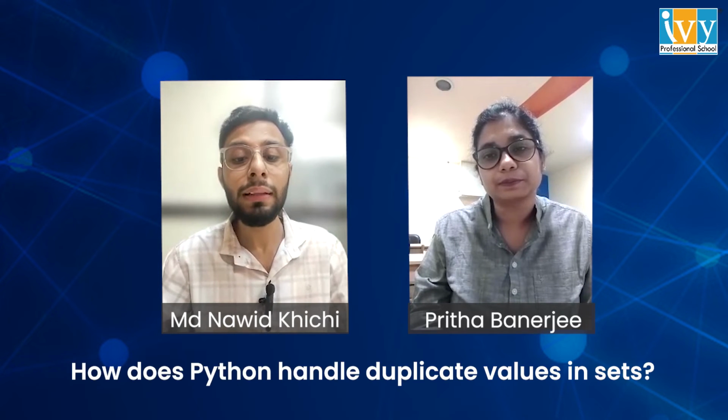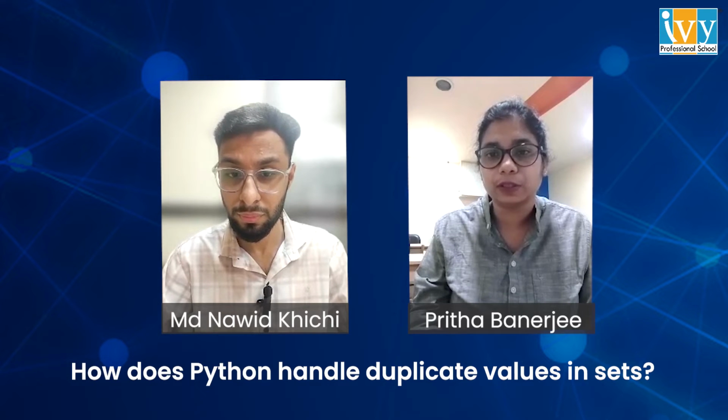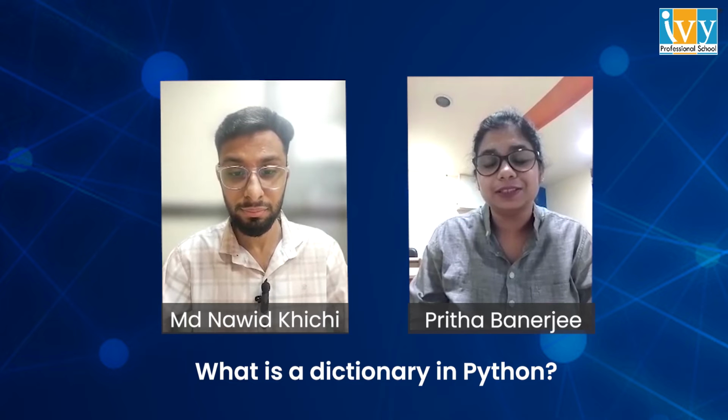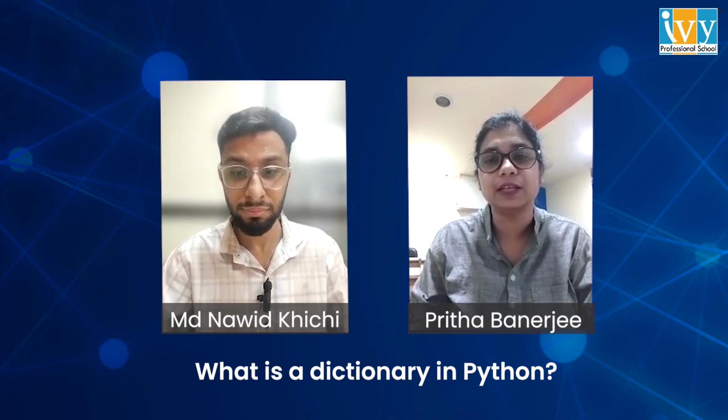So how does Python handle duplicate values in a set? Sets remove duplicate values on their own because they don't allow any duplicate items. Okay. So what is a dictionary in Python? A dictionary in Python is a collection of key value pairs where the keys are unique and always mapped to a value.